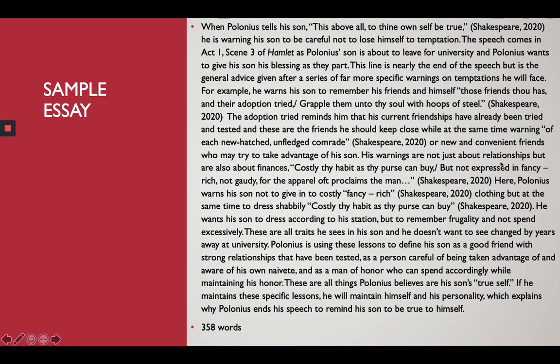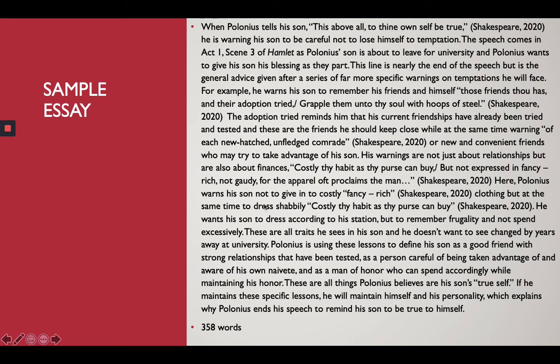His warnings are not just about relationships, but also about finances. Here again, I'm signaling he is also warning about something. This is a signal phrase so that your audience knows I'm about to introduce new evidence, right? "Costly thy habits as thy purse can buy, but not expressed in fancy rich, not gaudy, for the apparel oft proclaims the man."